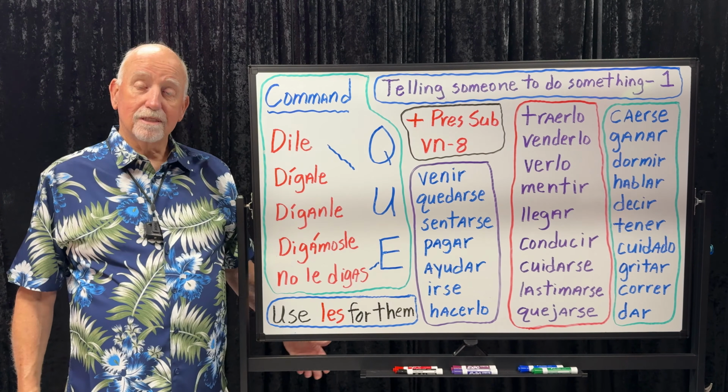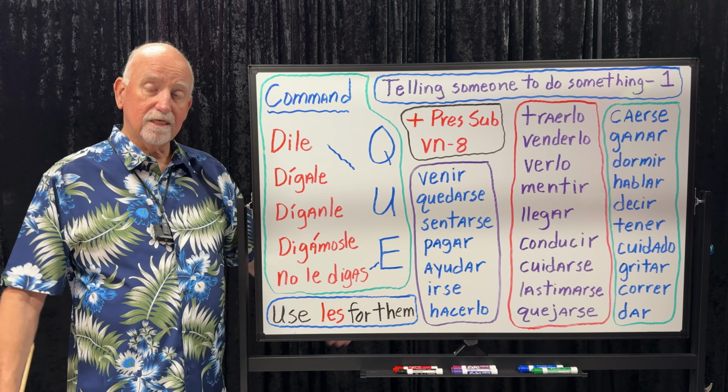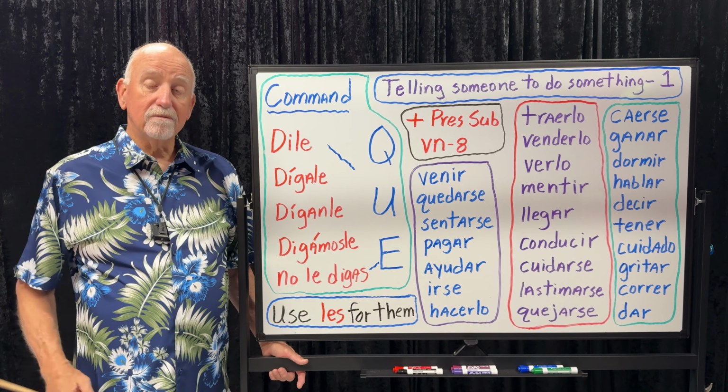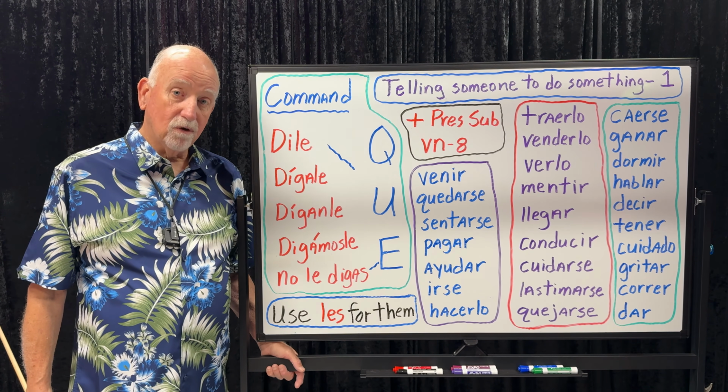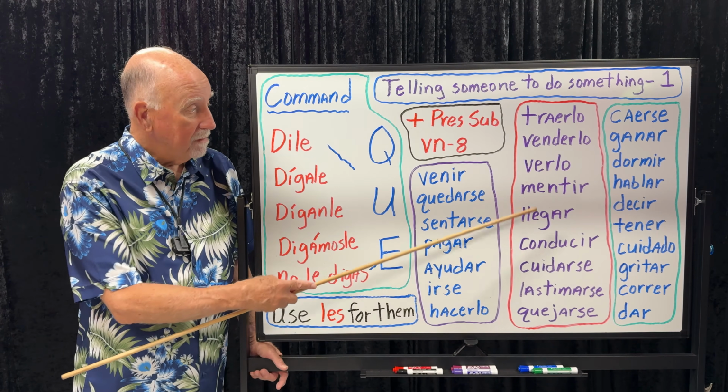Venderlo. Tell her to sell it. Dile que lo venda. She doesn't like her car. It breaks down. Tell her to sell it. Dile que lo venda. Verlo. Tell them to take a look at it. Diles que lo vean. Tell him to look at it. Dile que lo vea.